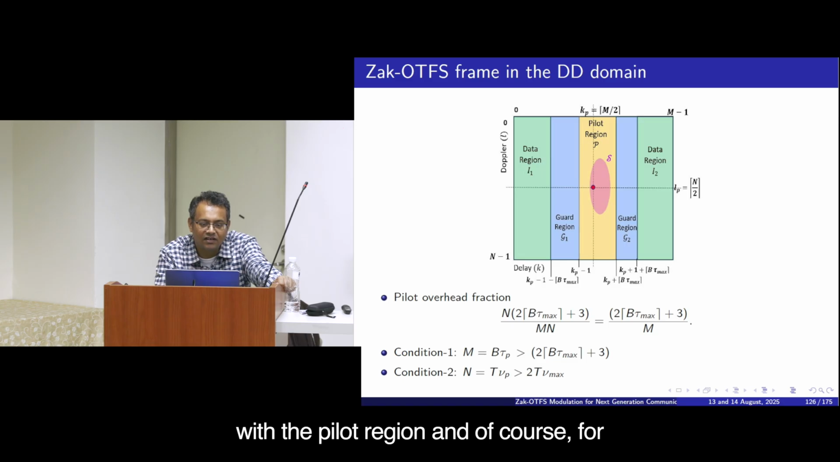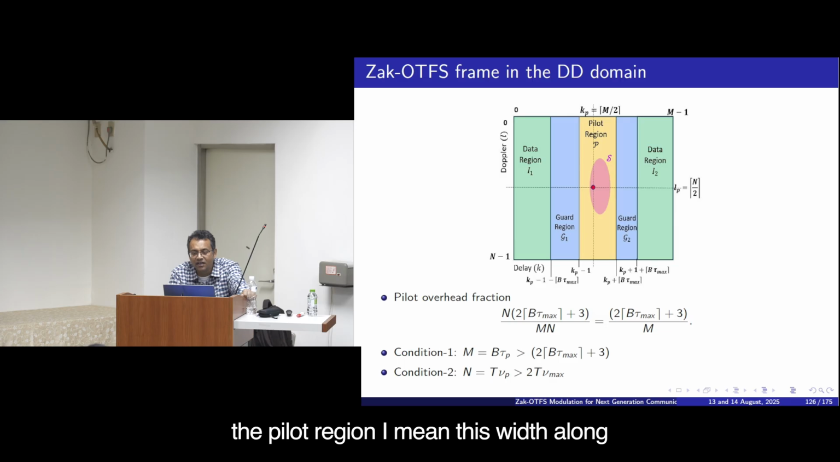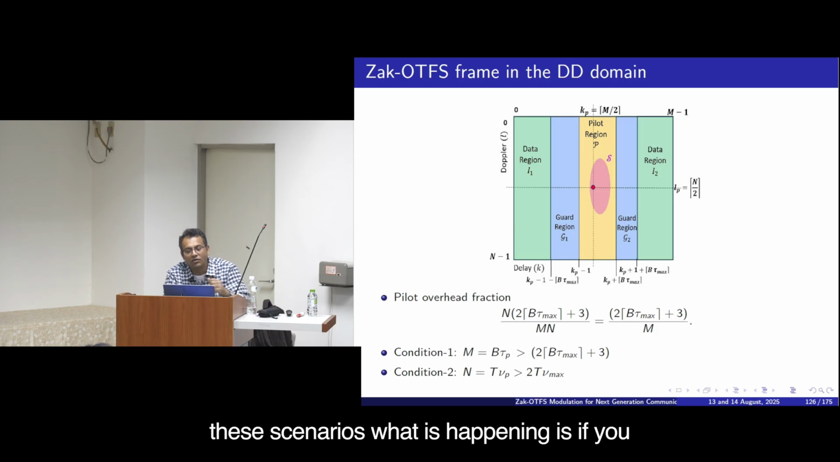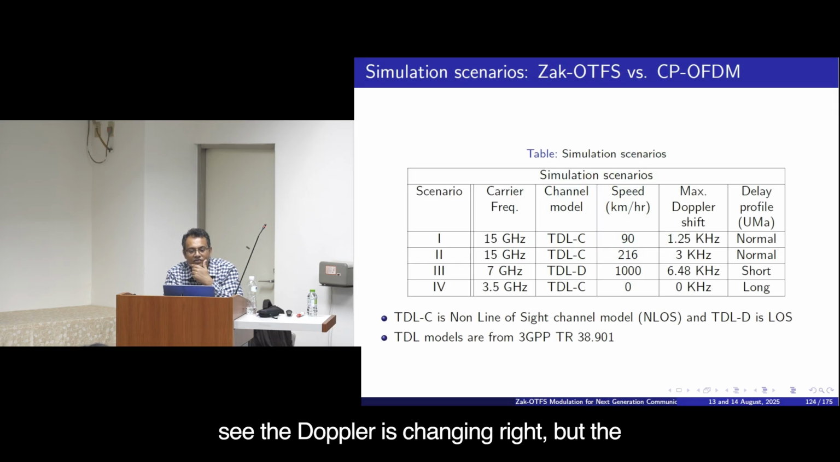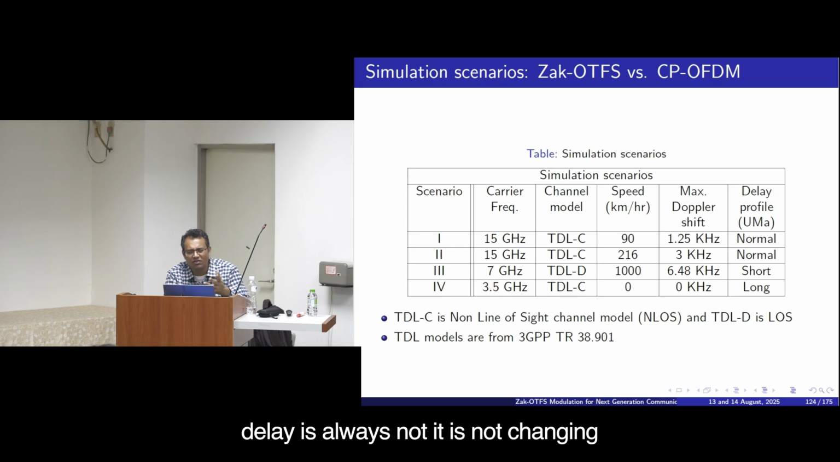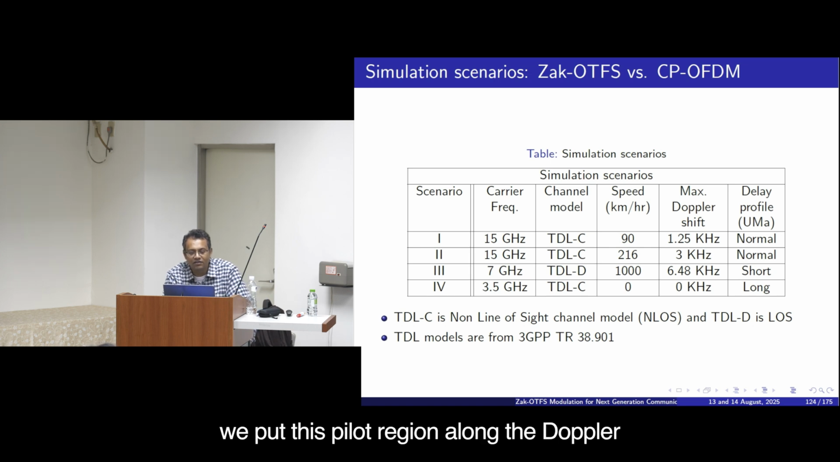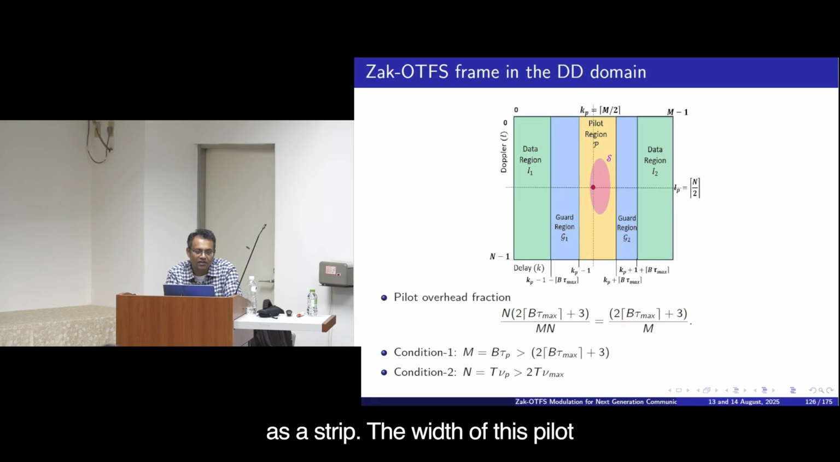pilot region, and of course, for the pilot region, this width along the delay. Now, the pilot region is basically a strip along the Doppler, because in all these scenarios, what is happening is, if you see, the Doppler is changing, right, but the delay is always not changing much. Okay. So, what we are doing is we put this pilot region along the Doppler as a strip.